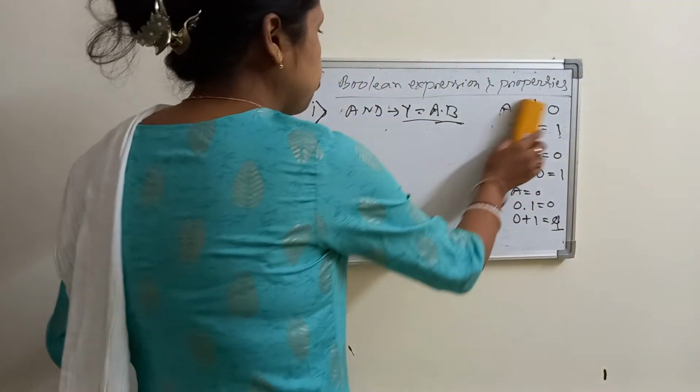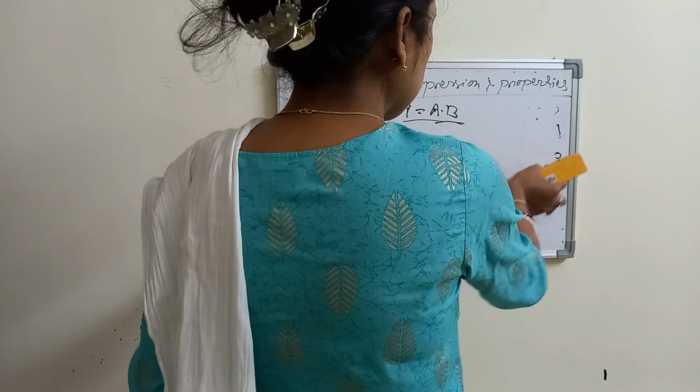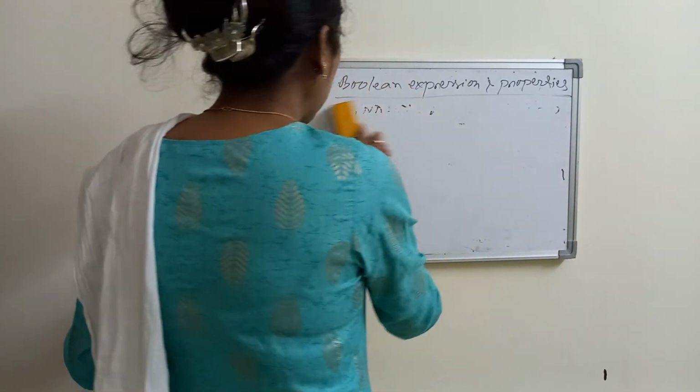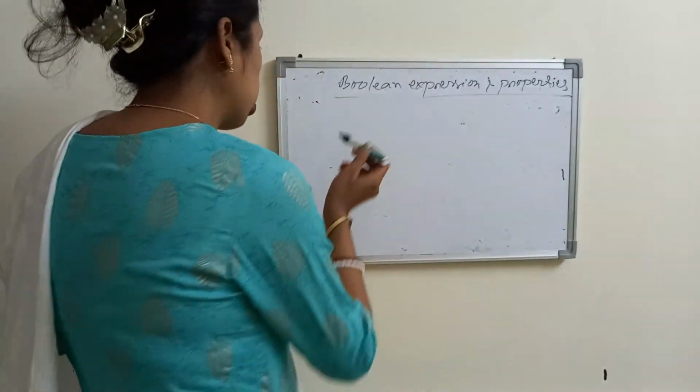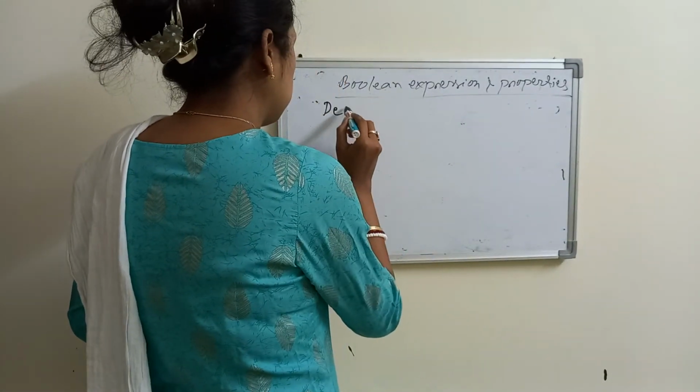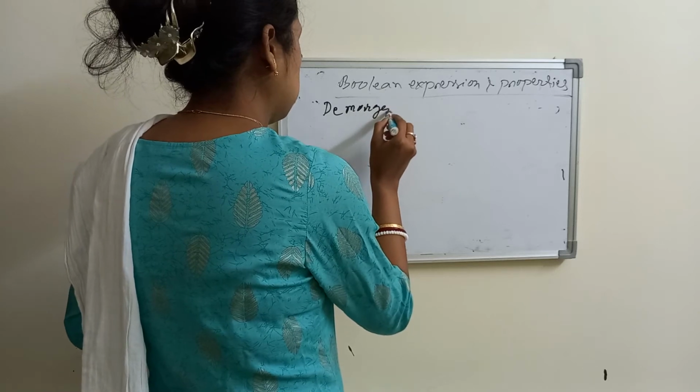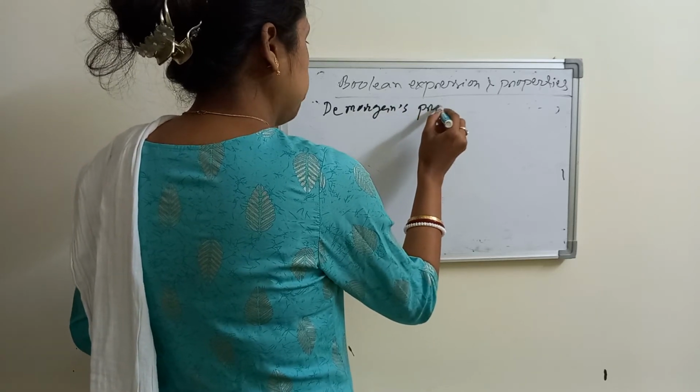Now, apart from these properties, two more properties are there. These are called De Morgan's properties.